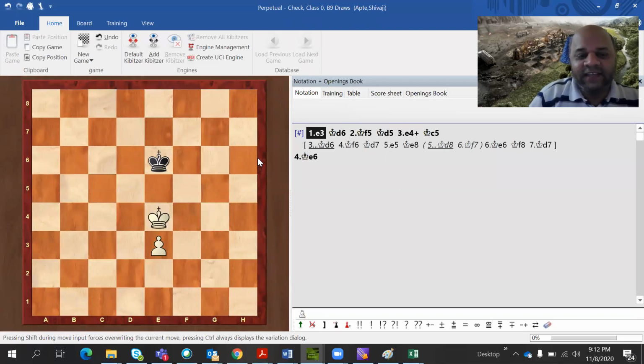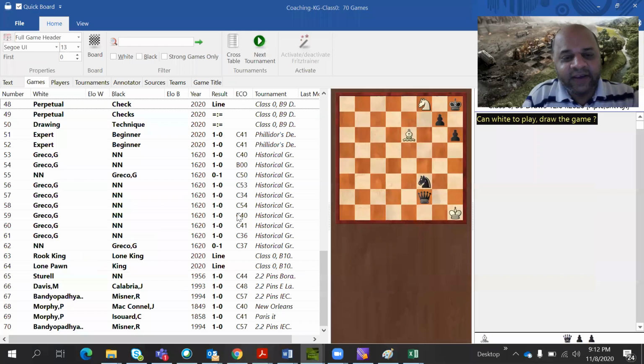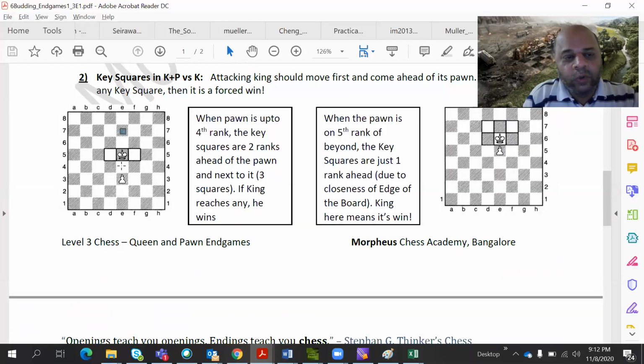That is the reason why the key squares are two rows ahead of the pawn, because two rows ahead means there is one spare row for the pawn to move and regain the opposition. So I hope you got this now. It took me some time because nobody taught me. So it took me quite some time to realize why and what.